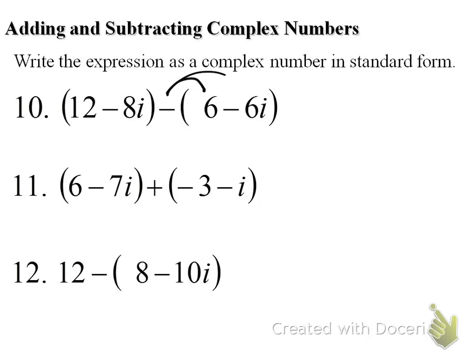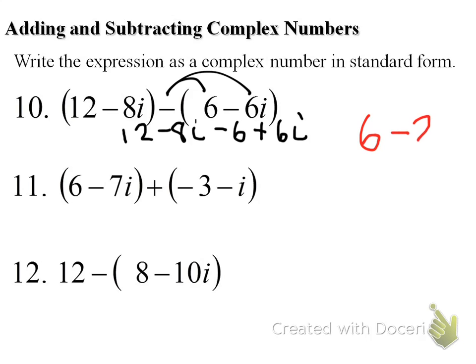Just a little more practice. So we distribute the negative sign here. We get 12 minus 8i minus 6 plus 6i. Again, I'm going to do the real part first. Those are just the regular numbers. So that would give me 6. Then I'm going to do the imaginary part. I'd get negative 2i. All right, do I need to do any distributing on 11?